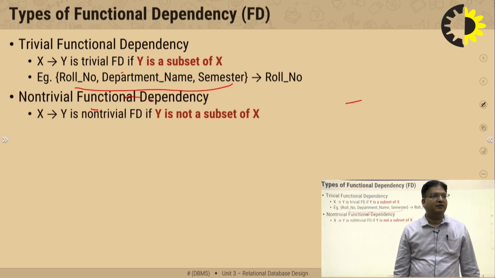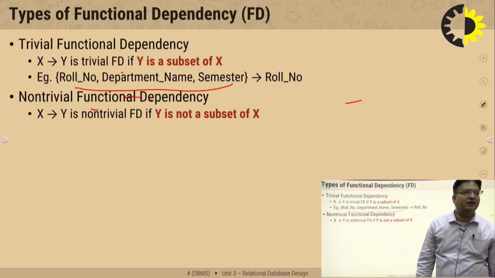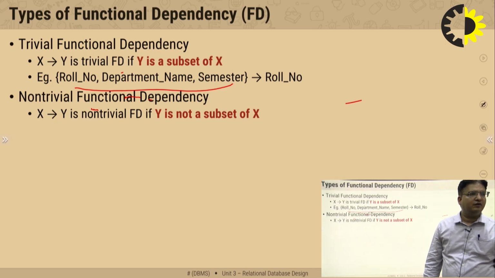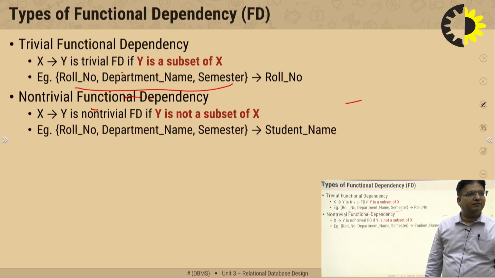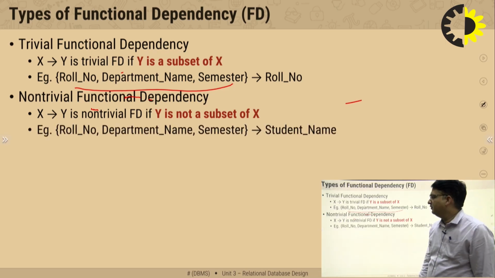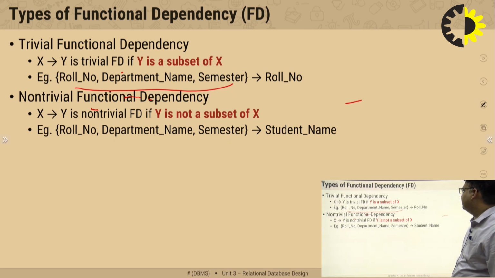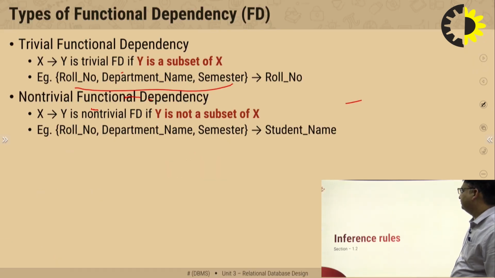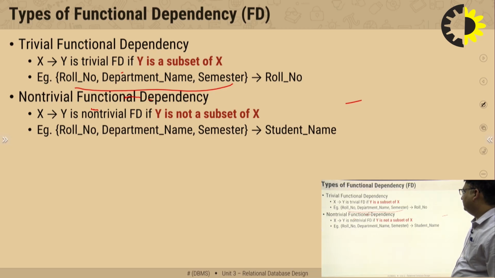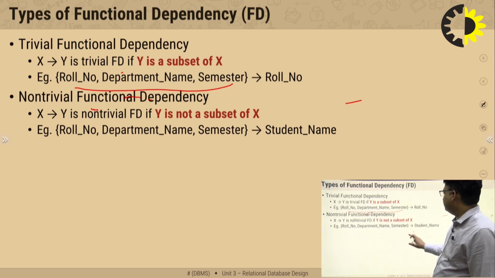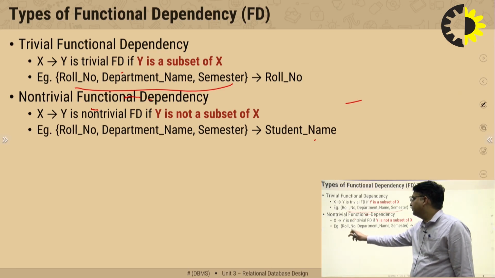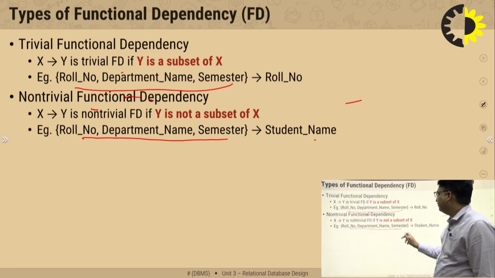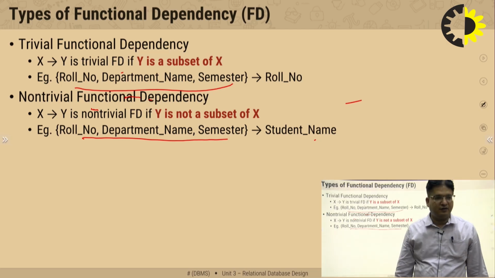Non-trivial FD: X determines Y is a non-trivial FD if Y is not a subset of X. For example, roll number, department name and semester determine student name. So, these determine student name and this student name is not a subset of any of these. So, that is the non-trivial FD.